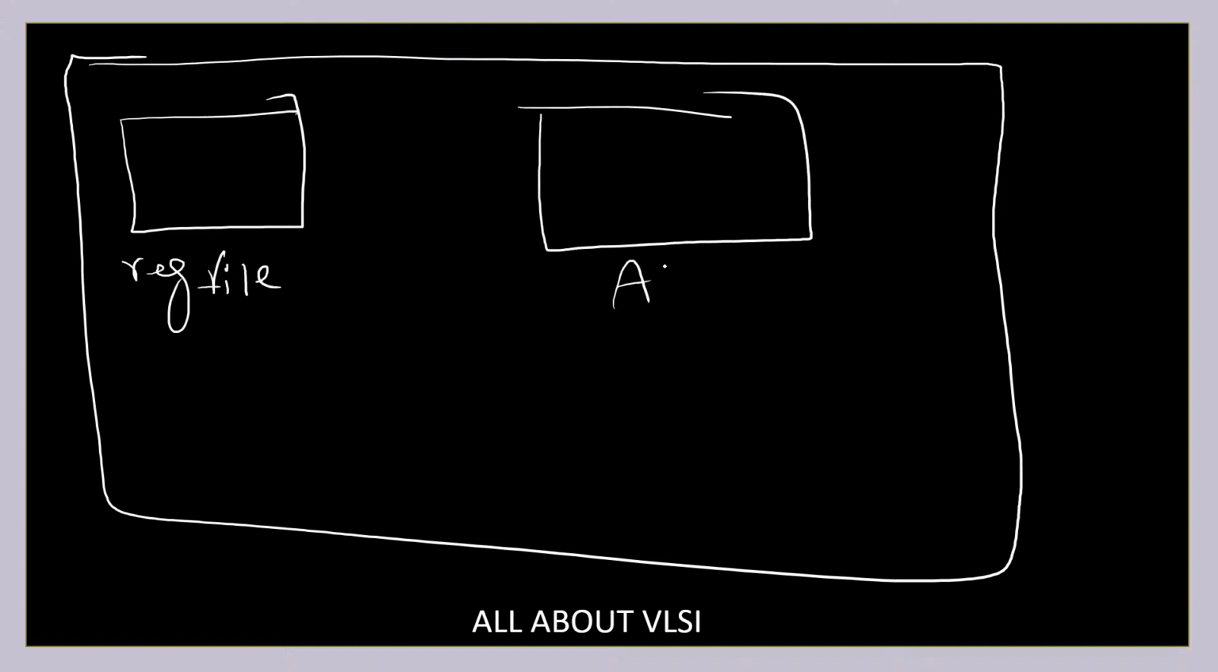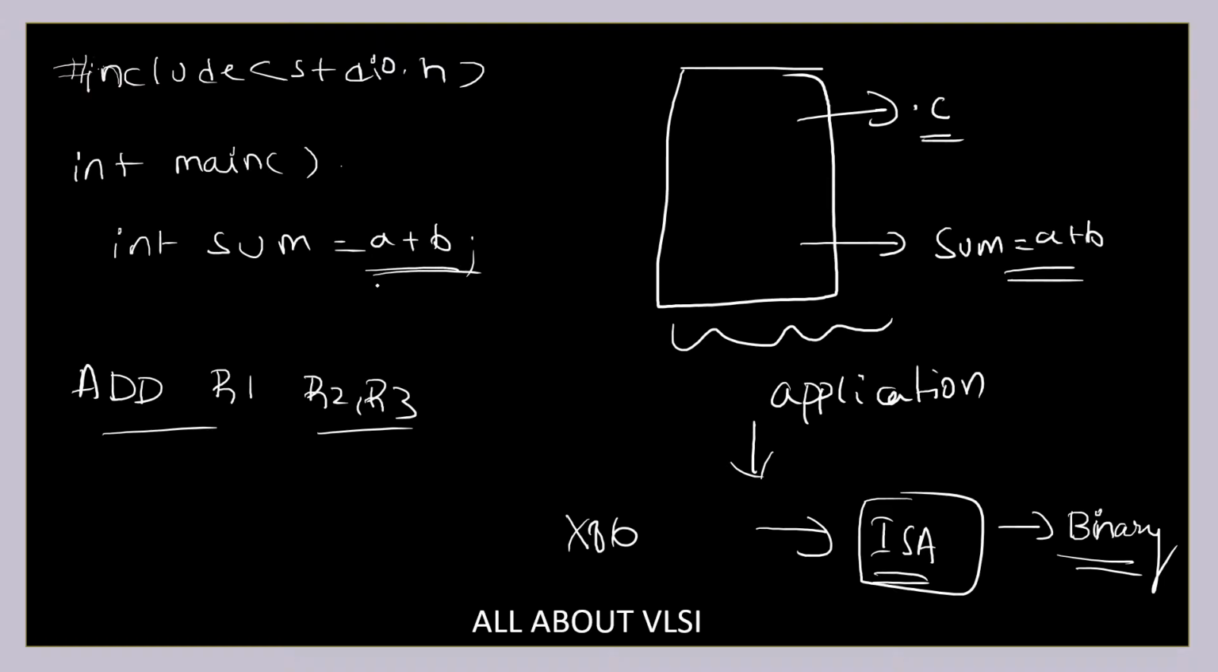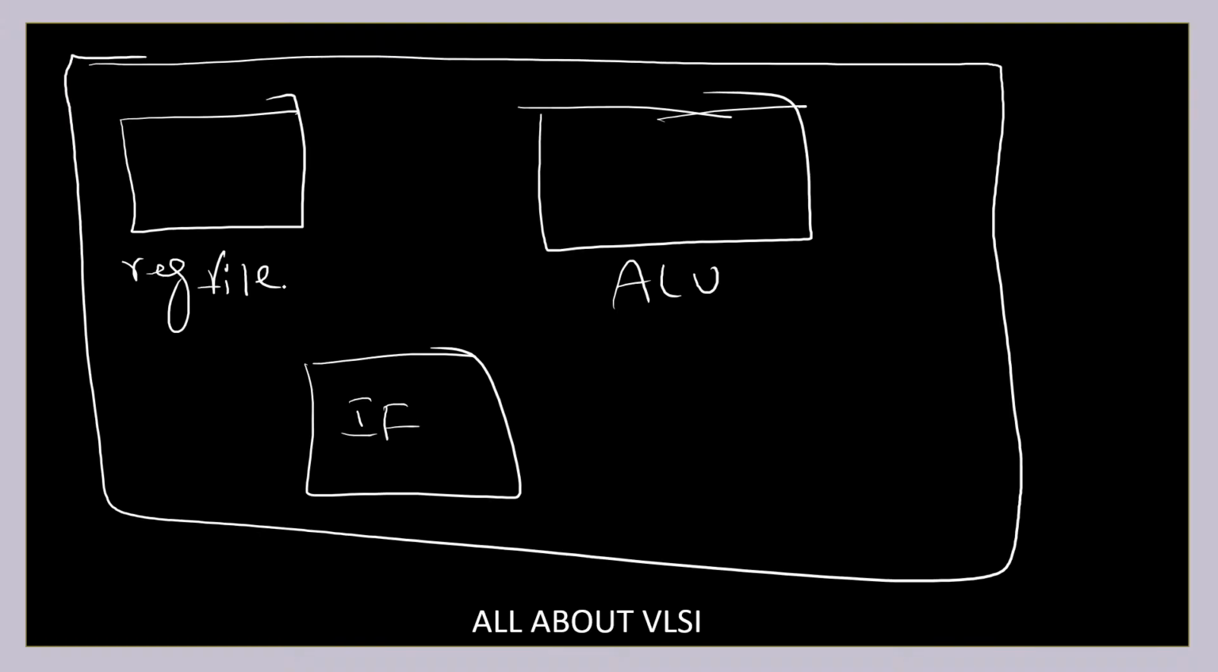Now, typically in your processor, you're going to have something known as a register file, and you're going to have an ALU and instruction fetch, right? Now, this ALU is responsible for adding or subtracting two numbers, or multiplying, or performing division, or performing any kind of logical shift operation or logical operations, right? So we want a plus b to be performed. So the arithmetic logic unit inside your processor is going to perform this addition operation, right?